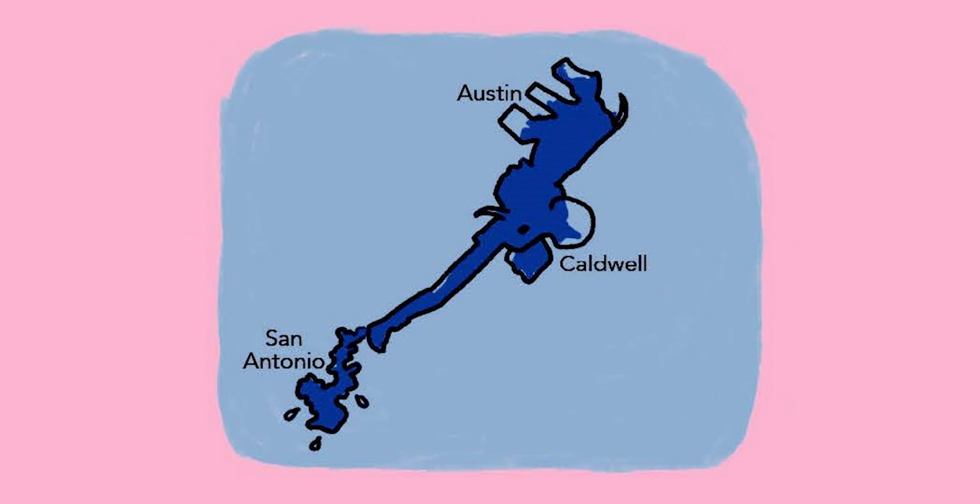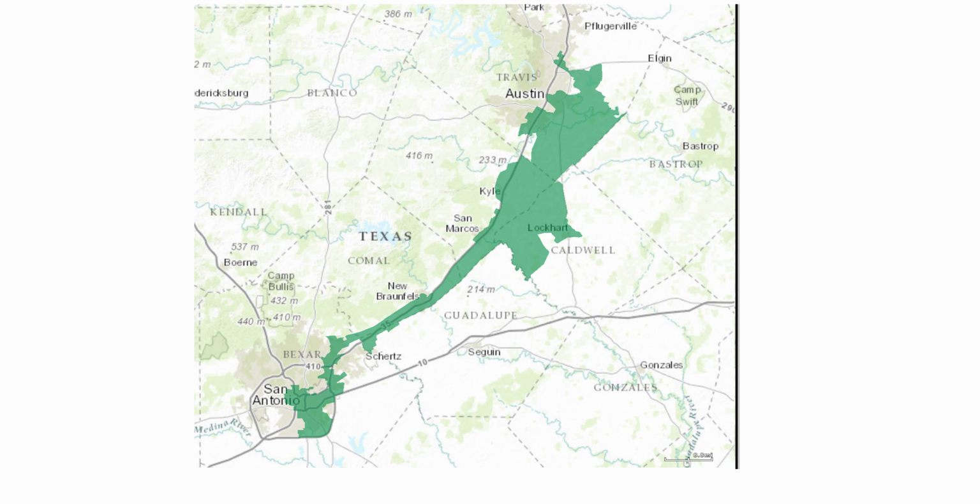Have you ever taken an ink blot test? Let's try one. What does this look like to you? If you said upside down elephant, you are right. And wrong. This is actually a voting district drawn by politicians in Texas.